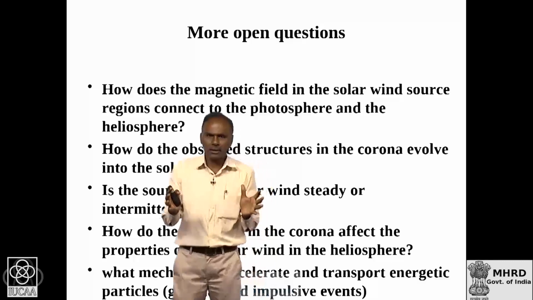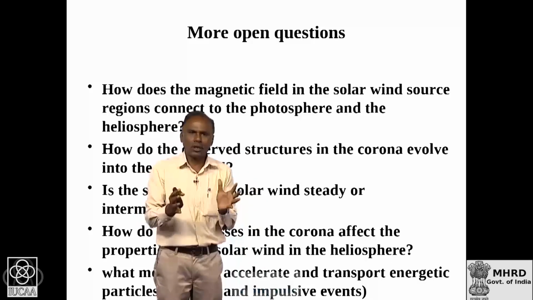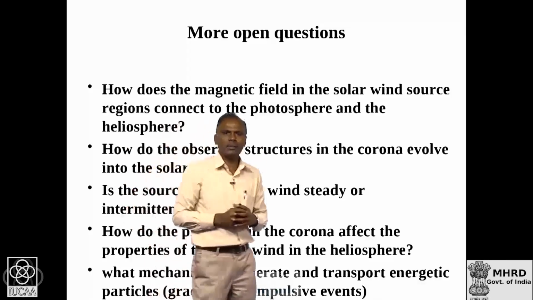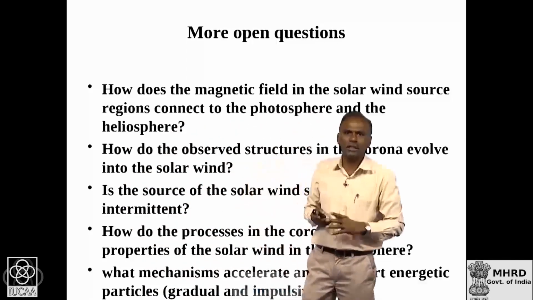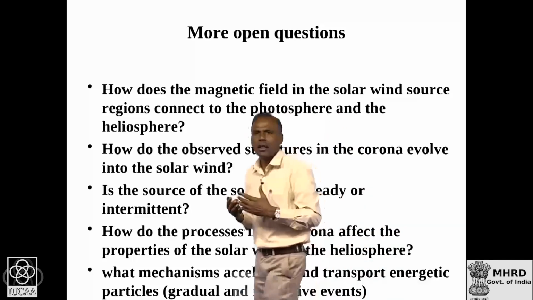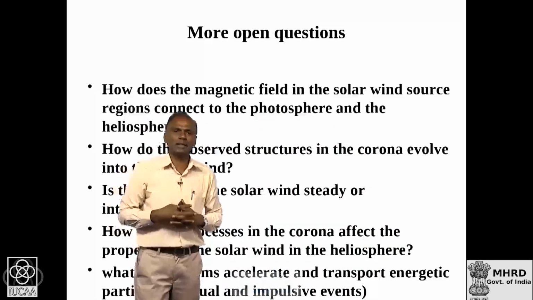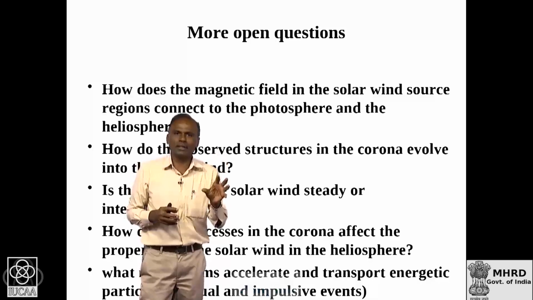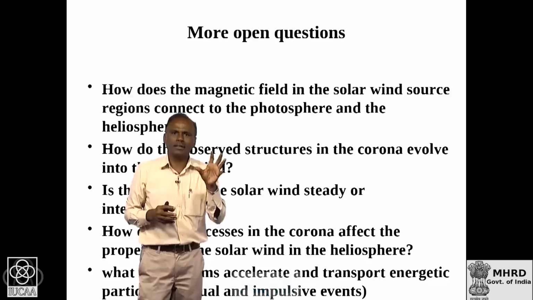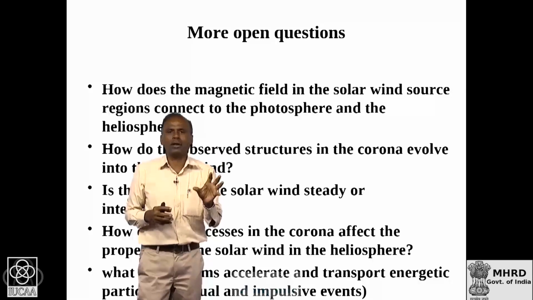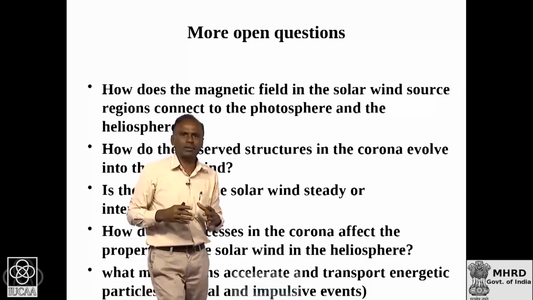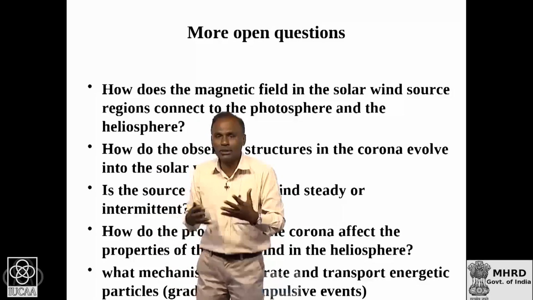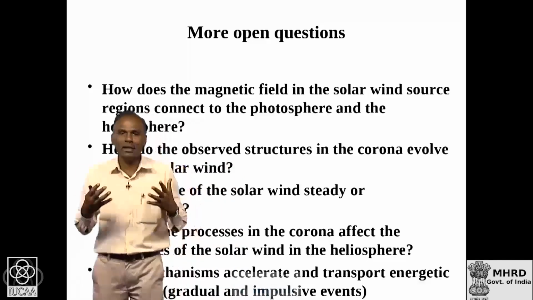Does the solar wind preserve the coronal properties to large distances from the sun? So, that is another question. Is the source of the solar wind steady or intermittent actually? So, one low speed solar wind source is there. Does it live for a considerably longer time, or are they intermittent? So, some of these questions need to be answered actually.